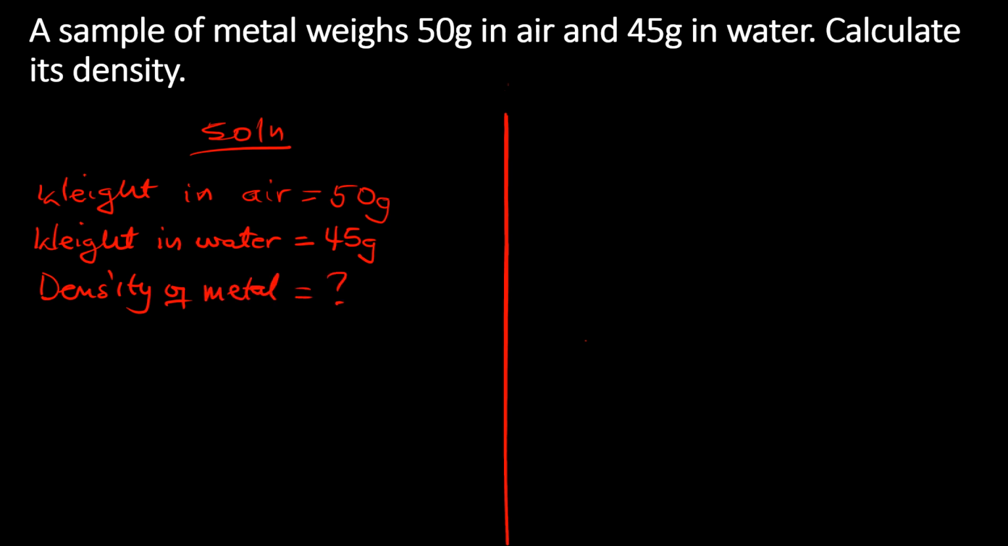We don't know, but we know density to be mass over volume. Already we know the mass, which is 50 grams. So what we need now is the volume, but the weight in air was given and the weight in water was also given.